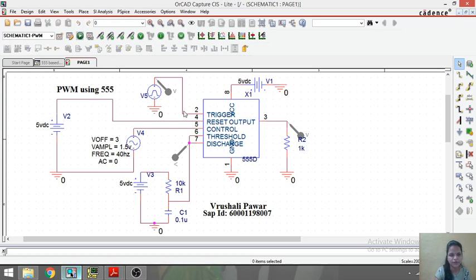Second is the trigger pin. We are giving the trigger pulse to that pin. Fourth is the reset, to which we are giving the positive 5 volt VCC. The fifth is the control.